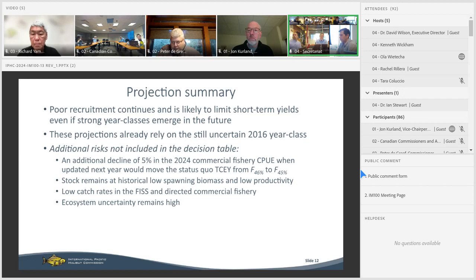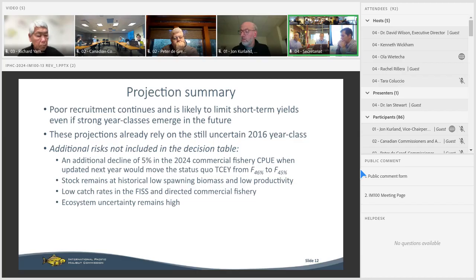Importantly, these projections already account for the still uncertain 2016 year class. Again, it's not estimated to be huge, maybe similar in magnitude to the 2012 year class, although still uncertain. But over the next 3 years, those fish will continue to mature and they will comprise a larger and larger portion of the spawning biomass as projected forward.